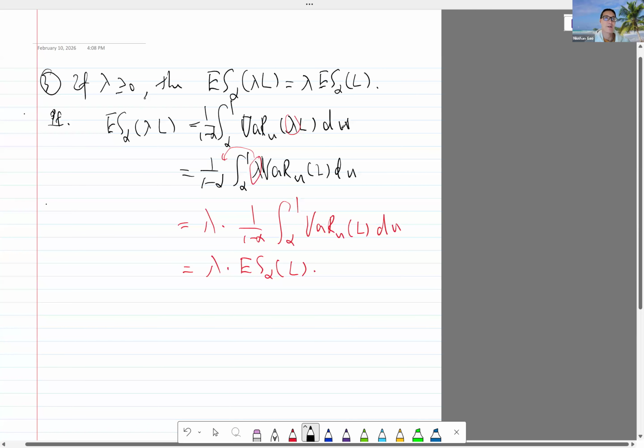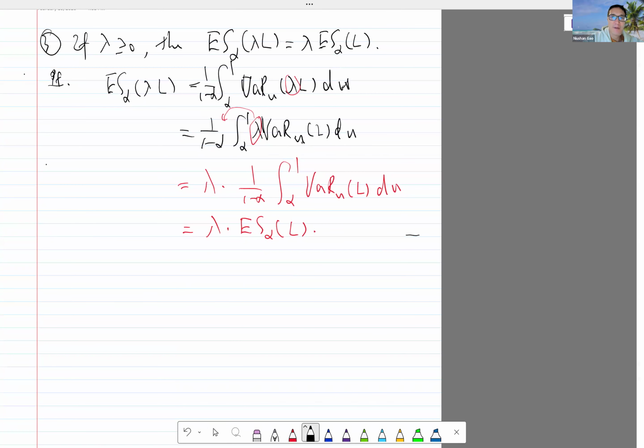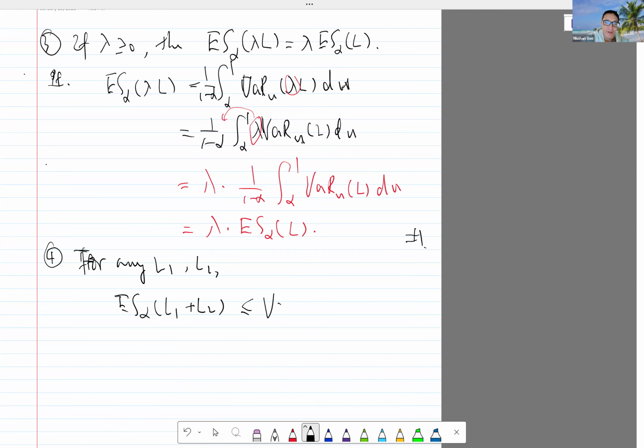If lambda is larger than or equal to 0, then expression of... Okay, this all follows from that valid risk, which we have proved before. Now, what is good is that expected shortfall actually respects subadditivity for any L1, L2: expected shortfall of alpha of L1 plus L2. Remember, it fails for valid risk, but it is true for expected shortfall.